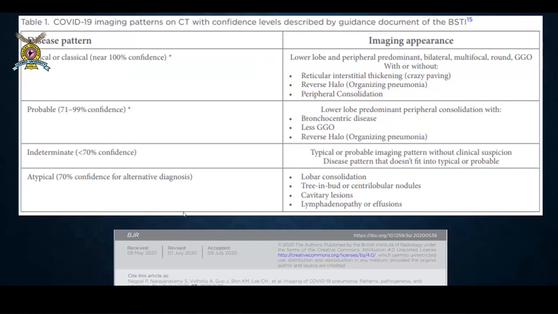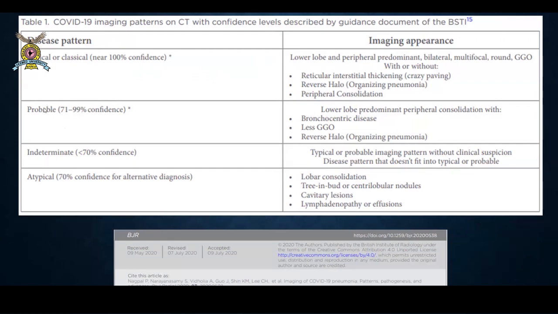So all the radiological findings are categorized into four groups as per the British Journal of Radiology. The first group is the typical pattern, or the classical pattern. When you see multiple ground glass opacities, typically peripherally placed, predominantly involving the lower lobes in the bilateral lungs, with or without reticular opacities, crazy paving pattern, reverse halo sign or peripheral consolidation, then your confidence level is almost 100% in making the diagnosis of COVID-19.